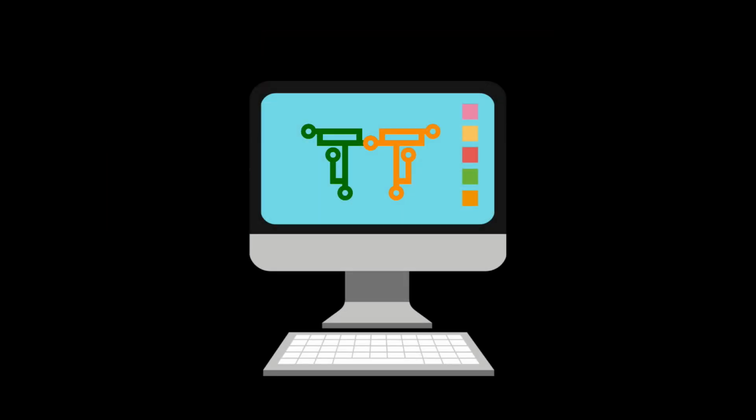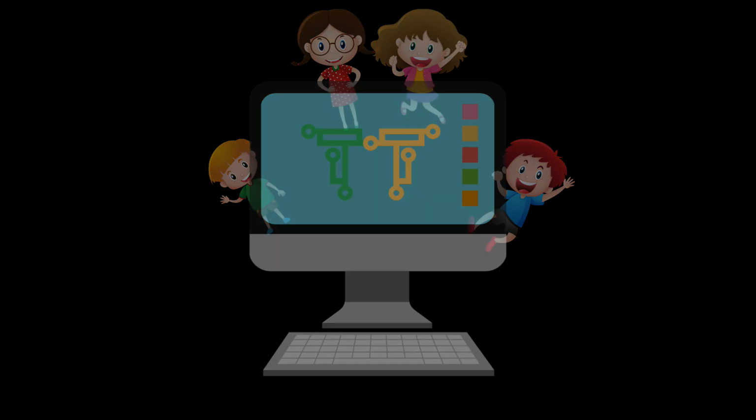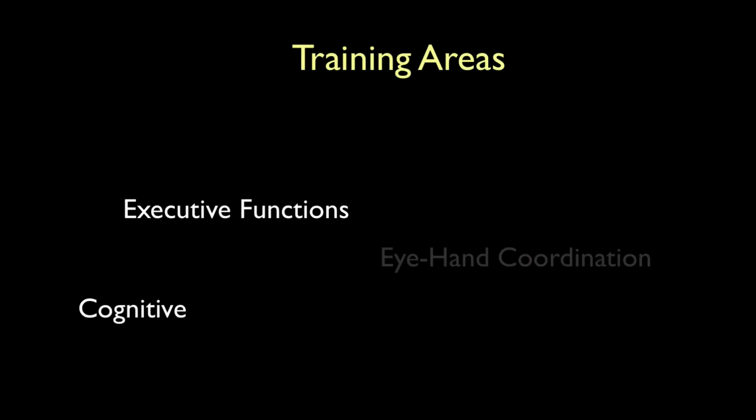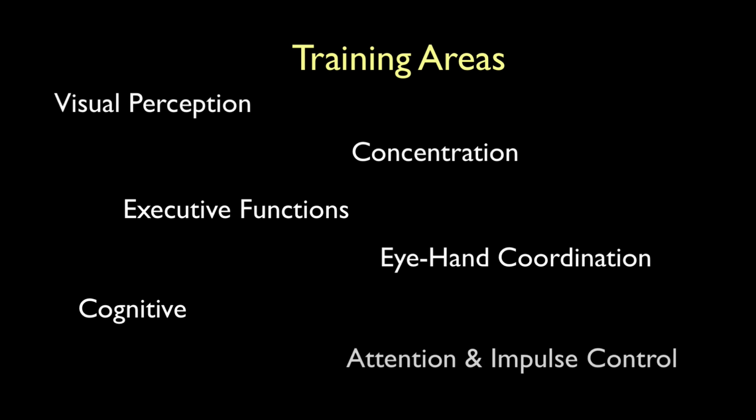The toolkit can support group training of up to 4 children at the same time. You can use the toolkit to do many kinds of training. From cognitive to executive functions. From eye-hand coordination to concentration. From visual perception to attention and impulse control. And even subject area training such as animals, numbers and colors.